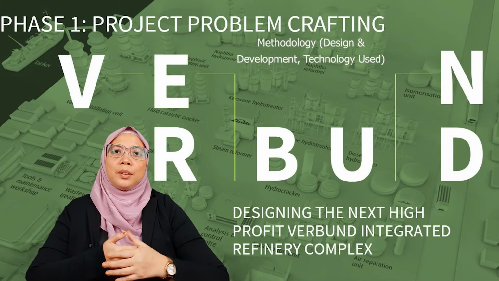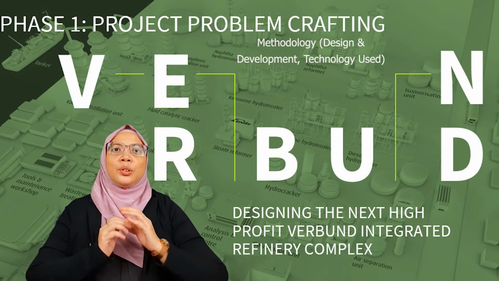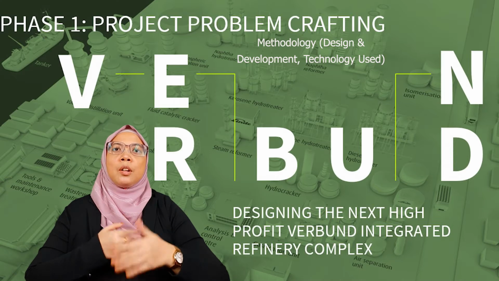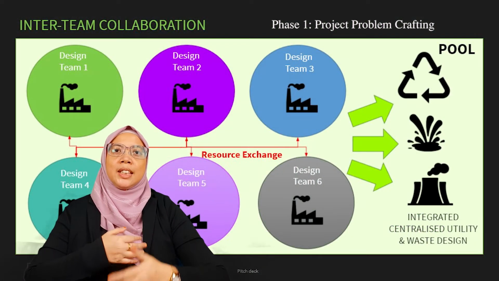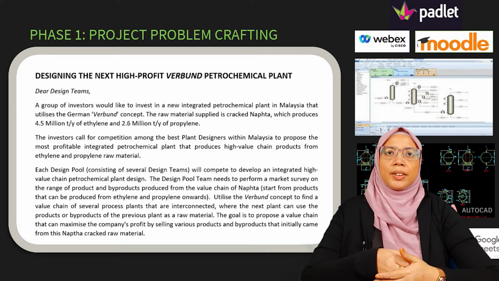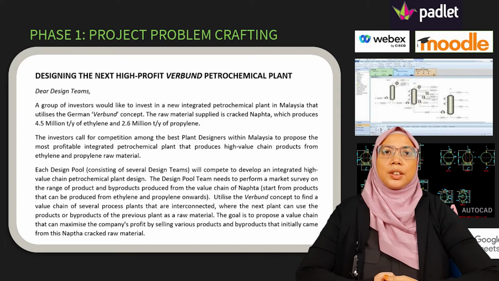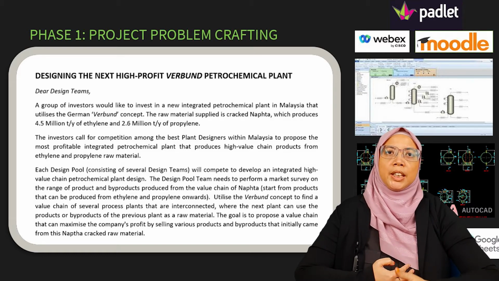What is this Verbund Plant Design Project and how did we execute the project to achieve all the objectives we mentioned previously? The methodology is divided into 6 phases. In phase 1, the project problem was crafted. A scenario was given where there was a call for competition by an oil and gas company for the best plant designers within Malaysia to design the next high-profit Verbund petrochemical plant.